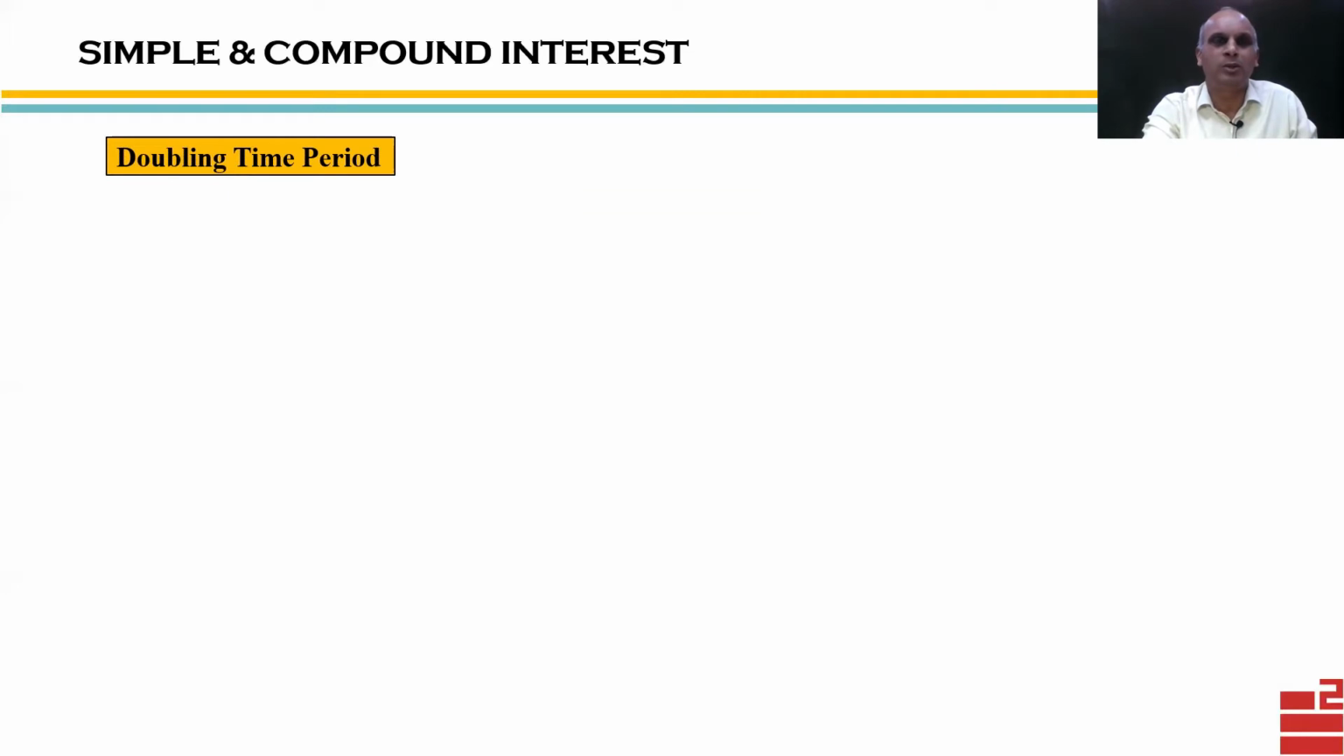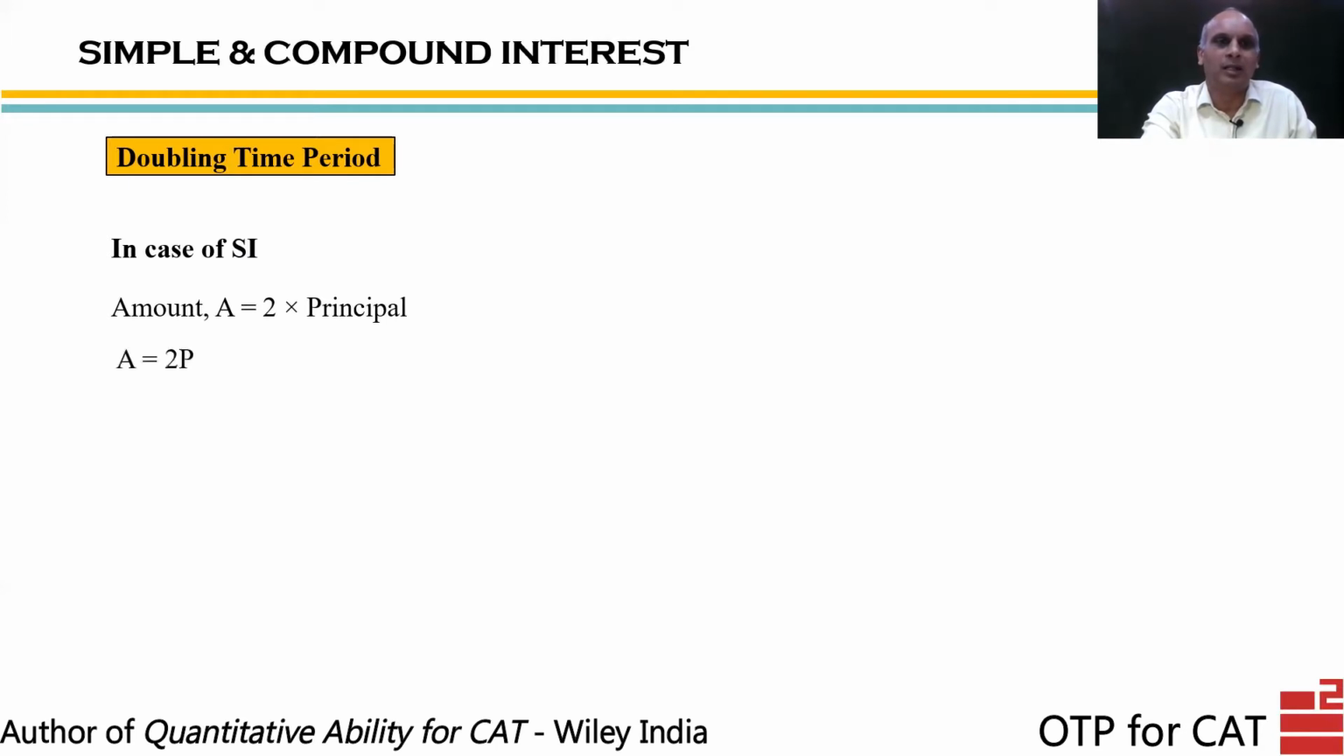Quite often we want to know, in a simple or compound situation, in how many years my money will get doubled. So we will take up both the cases, SI as well as CI, and find out the time period of doubling of money. In case of SI, we know that the amount will become twice the principal. If the money gets doubled, it means the amount is twice the principal.